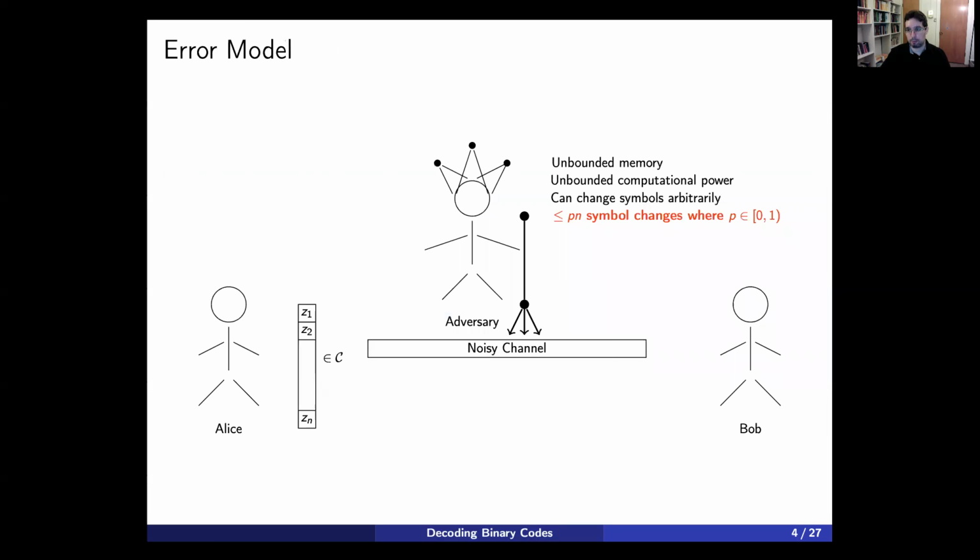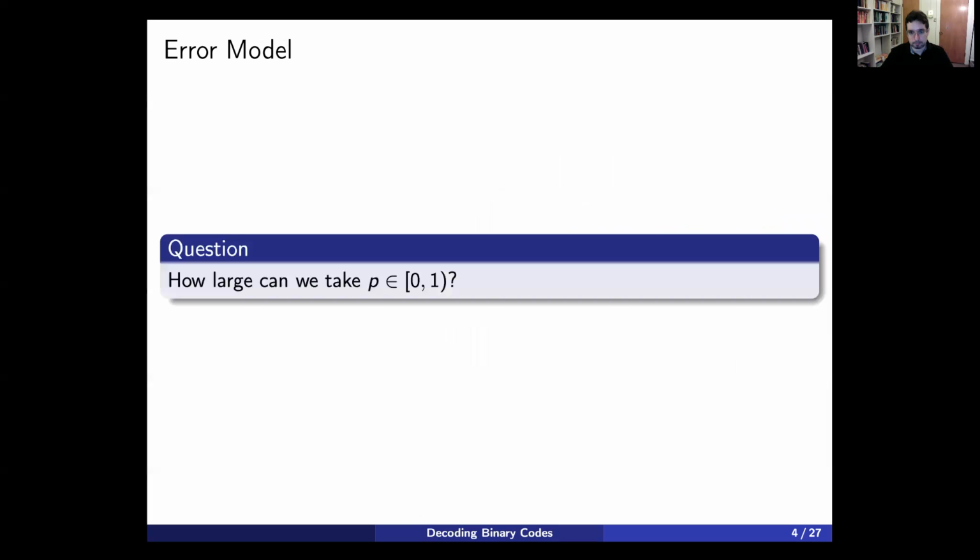Now we need to define the error model, right? And the error model is going to be an adversarial error model. So Alice wants to send a code word to Bob. There is this noise channel. There is an adversary here that can flip bits arbitrarily. It has unbounded memory, unbounded computational power. The only restriction is that it can only change at most a p fraction of symbols, but in any way that the adversary wants.